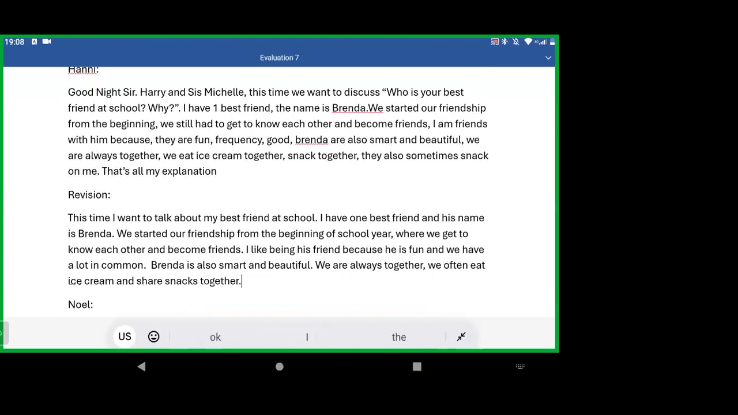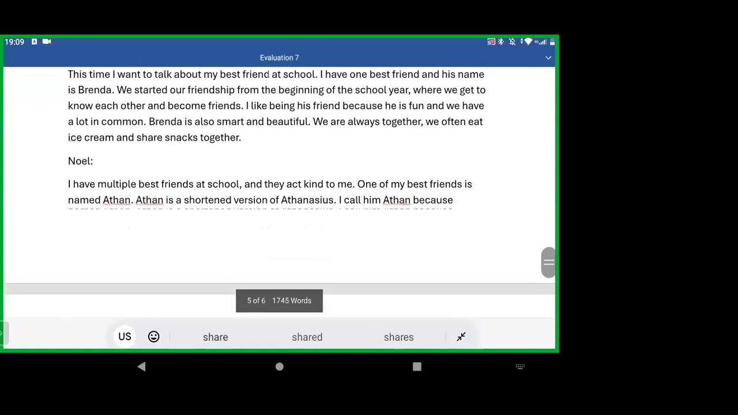So I sort of trim the sentence since it will be superfluous. So I think this is all. This time I want to talk about my best friend at school. I have one best friend and his name is Rinda. We started our friendship at the beginning of the school year, where we get to know each other and become friends. I like being his friend because he is fun and we have a lot in common. Brenda is also smart, and we have an extra space right here. She's also smart and beautiful. We're always together. We often share snacks together. Okay, I think that's all.